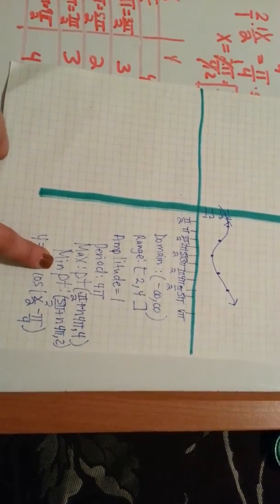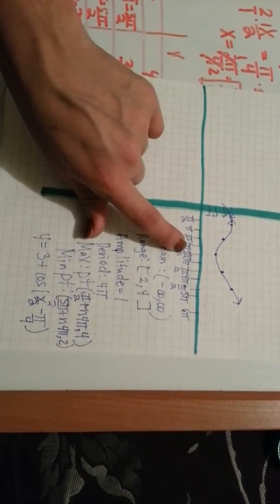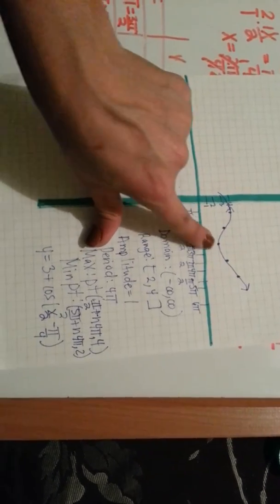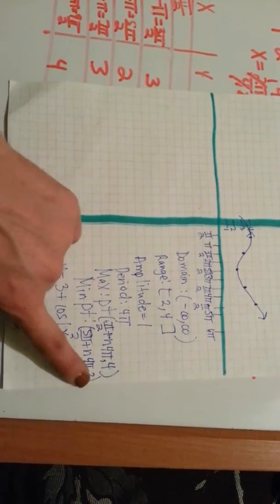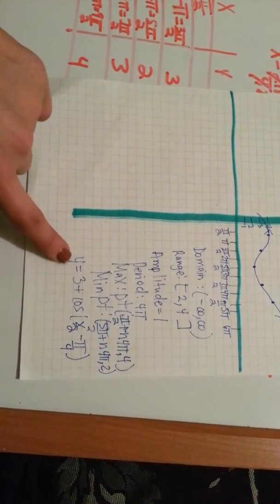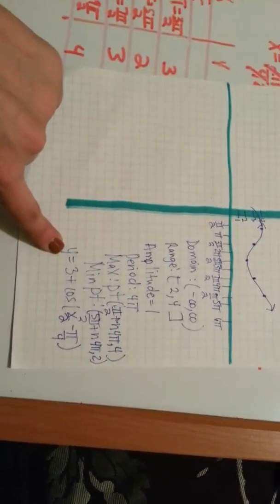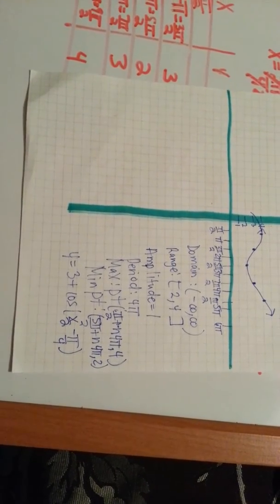And then our minimum point is 5 pi over 2, because our minimum is here, and it is at 5 pi over 2 going at 2. So it will be plus n times our period, which is 4 pi, comma 2. Then this just concludes our lesson for our function y equals 3 plus cosine parentheses x over 2 minus pi over 4 parentheses.